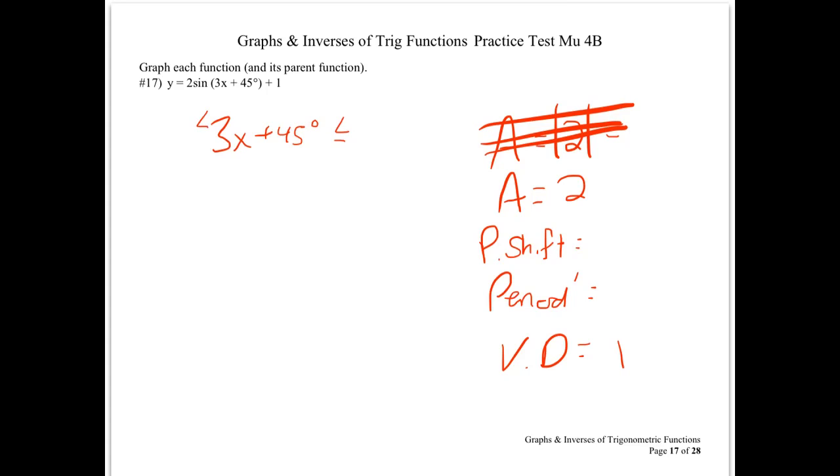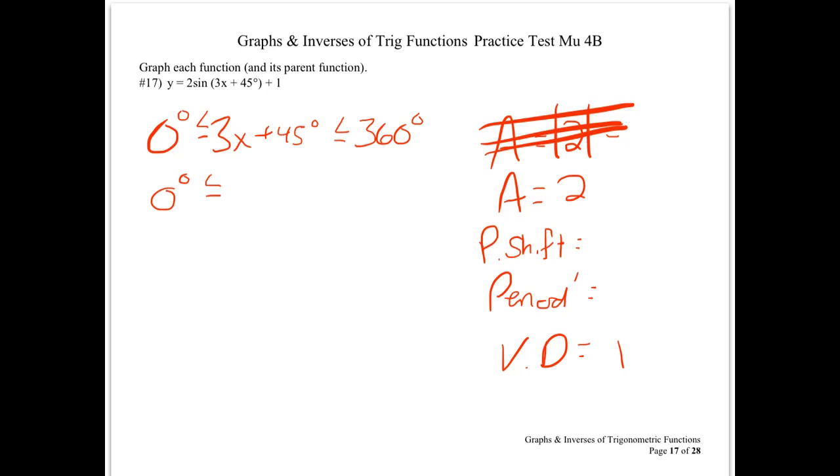put it in the center of a compound inequality where the parent would normally start and end for a complete period. Then, get x by itself. We could subtract 45 from both sides, the left, middle, and the right, or divide each term by 3 first. I'm going to divide by 3 first so I get smaller numbers.